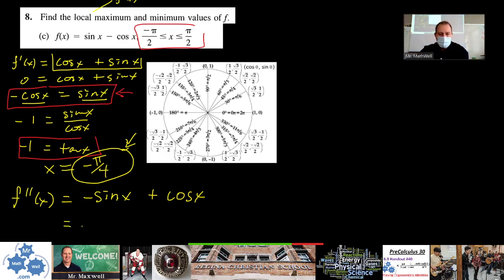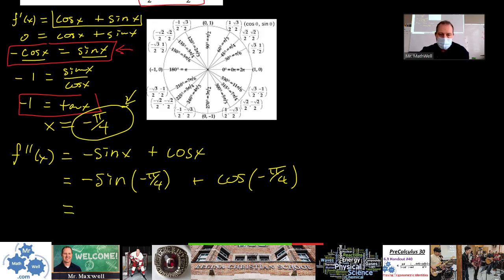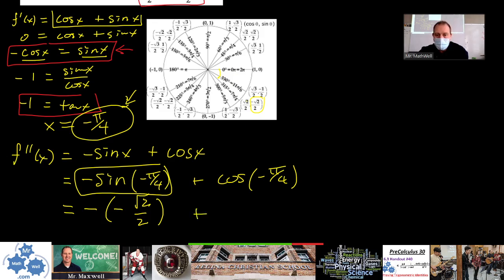Okay, so watch this. I'm going to put negative sine of negative pi over 4 plus cos of negative pi over 4, right? So what does that yield us? Sine of negative pi over 4 is negative root 2 over 2. So this right here is negative times negative root 2 over 2. And this one over here, cos of negative pi over 4, is positive root 2 over 2.